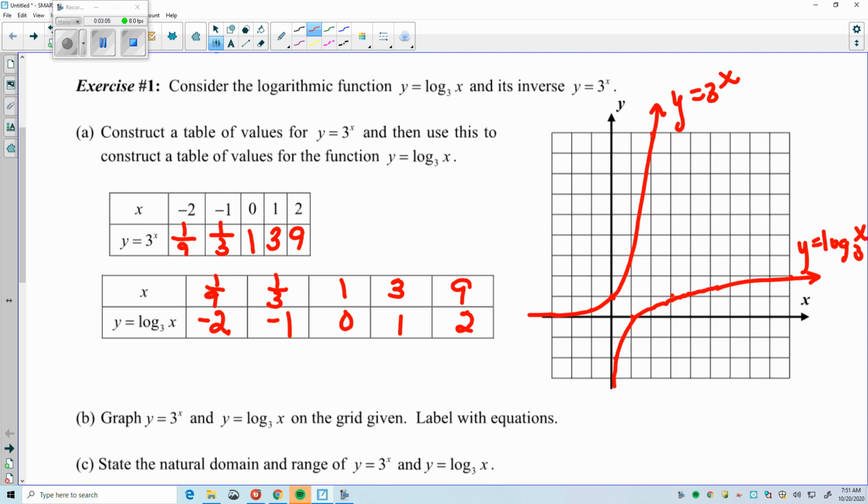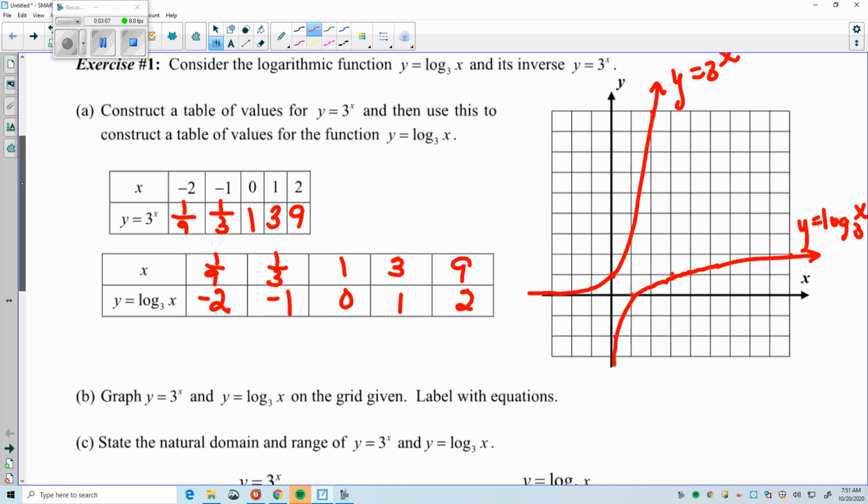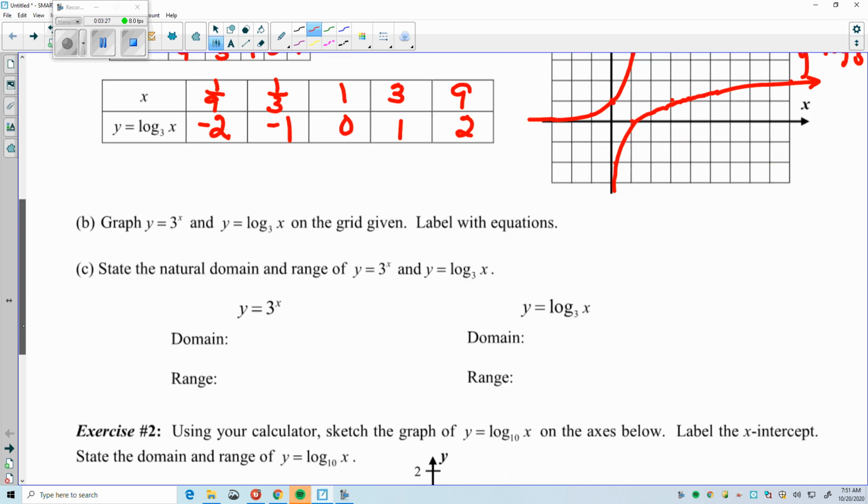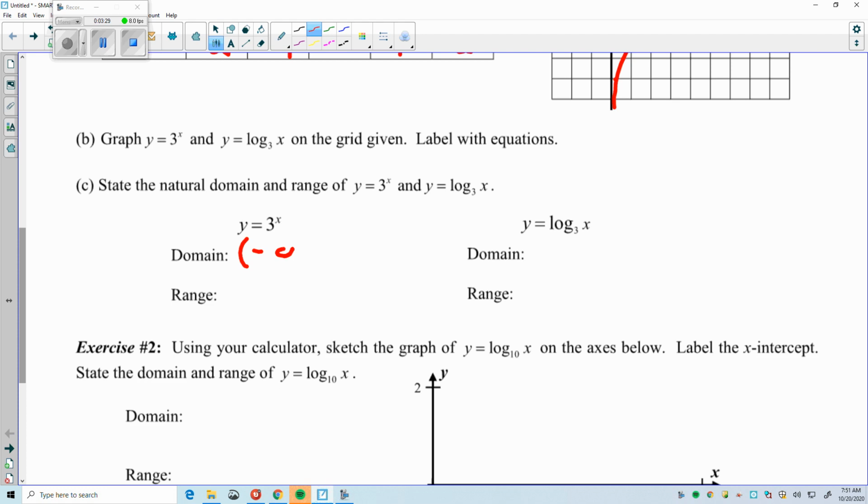So remember, domain is going with your x values, and the range is going with your y values. So for our exponential function 3 to the x, we have all x values. I can use all x values left and right, no problem. So our domain, we can say here, would be negative infinity to positive infinity. And remember, soft brackets or parentheses because we can't include those numbers.